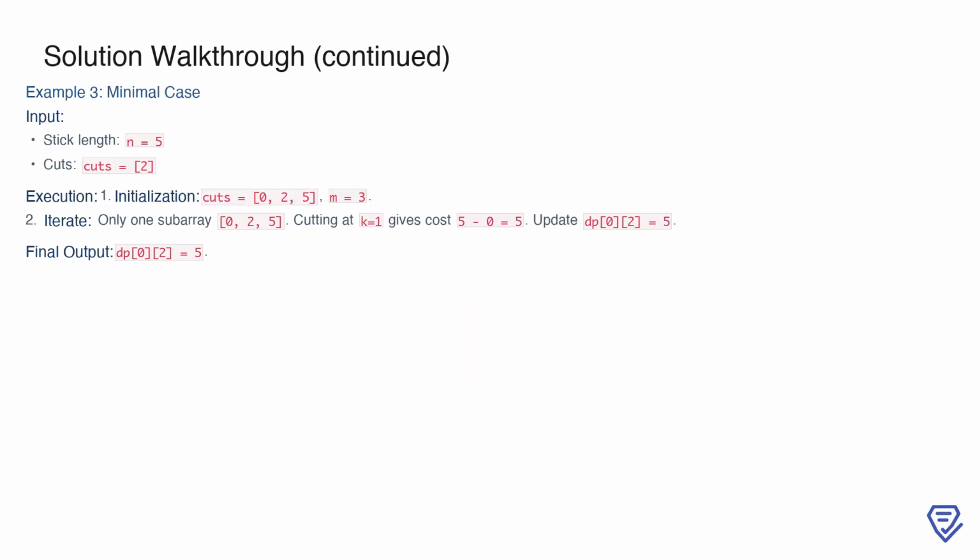For the minimal case, the stick has a length of 5 and only one cut at position 2. Including the endpoints, the cuts list becomes cuts = [0, 2, 5], giving 3 points. Since there is only one subarray to consider, [0, 2, 5], we calculate the cost of cutting at position 2. This is simply the length of the stick, 5 - 0 = 5. We update dp[0][2] to 5, and since there are no other subarrays or cuts, this is our final result. The minimum cost to cut the stick in this case is 5.